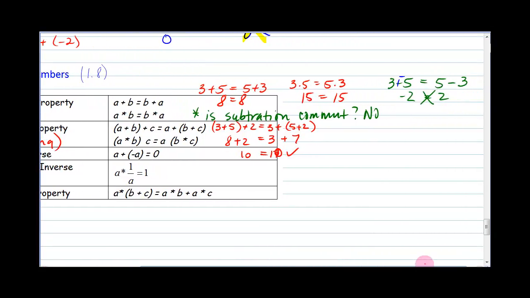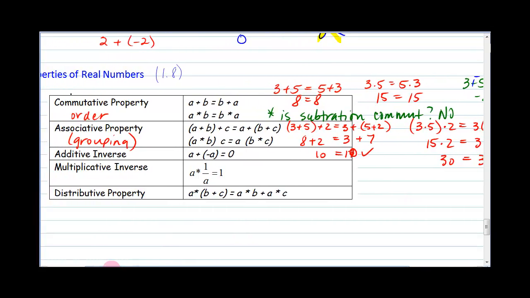With addition. Let's try it for multiplication. Here I have (3 times 5) times 2, or I could have 3 times (5 times 2). Well, 3 times 5 is 15, times 2 is 30, and 5 times 2 is 10, times 3 is 30. 30 is equal to 30. Yes, it works. You'll find that these properties hold true for addition and multiplication, and they don't hold true for subtraction and division.